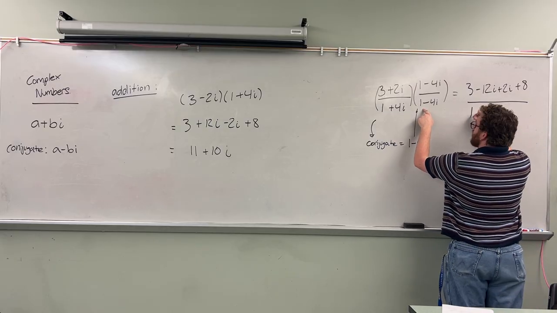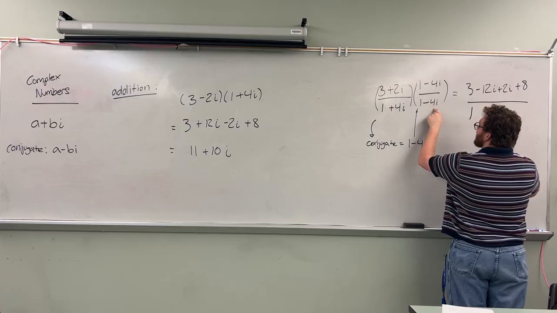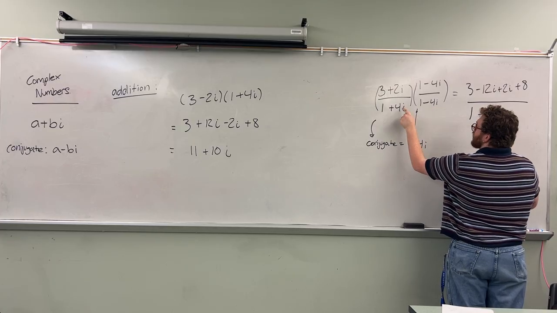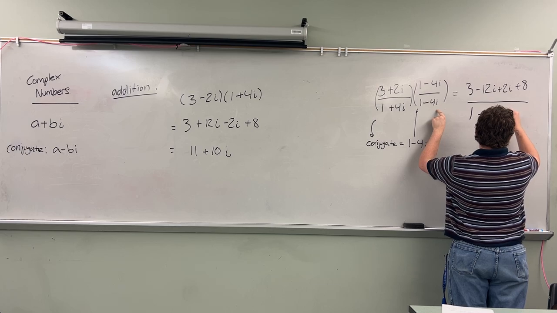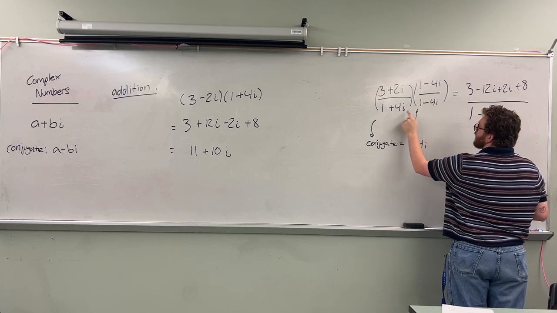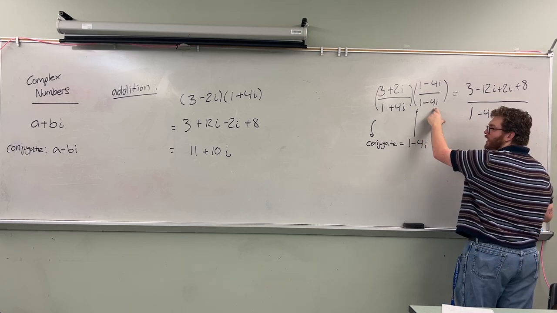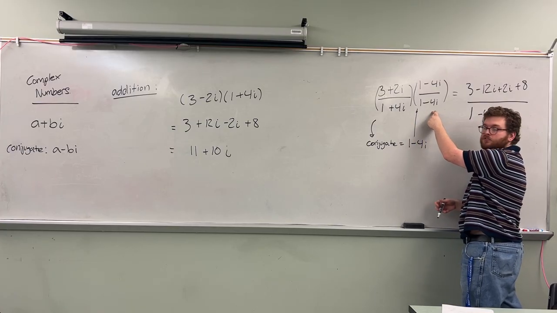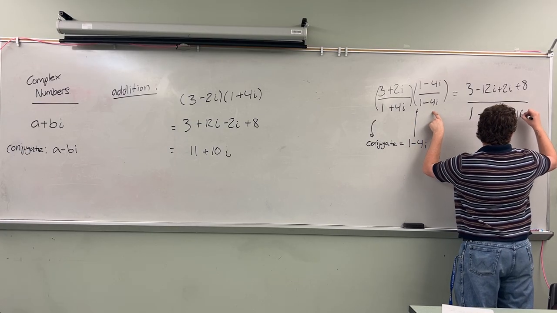1 times 1 is 1. 1 times negative 4i is negative 4i. 1 times 4i is plus 4i. 4i times negative 4i is negative 16i squared. i squared is negative 1, so I get plus 16.